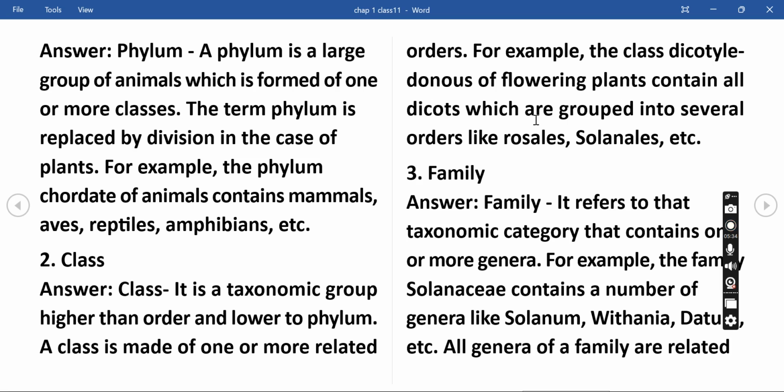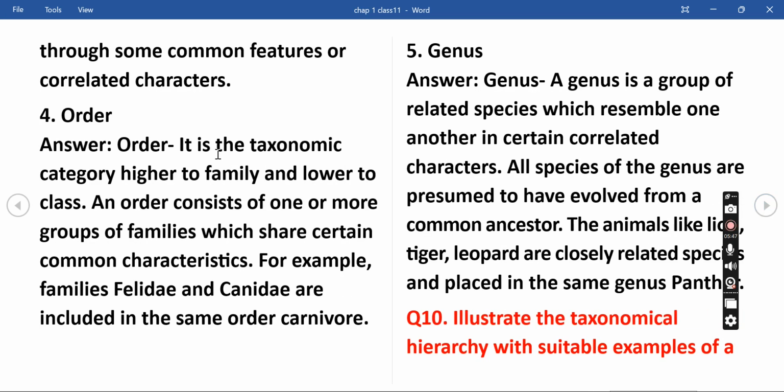Dicotyledonous flowers contain several orders like Rosales, Solanales. Family, it refers to a taxonomic category that contains one or more genera. Example, Solanaceae contains different genera like Solanum, Withania, Datura, etc. Order, it is the taxonomic category higher than family and lower than class. In this way, you have to write the answer for all these hierarchical levels, and examples have also been given with them. Genus, it is the group of related species which resemble one another in their characters. You can give the example also. Tiger, leopard, lion, they are closely related species and placed in the same genus, Panthera.